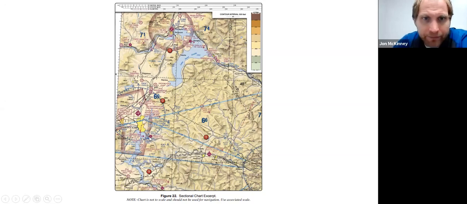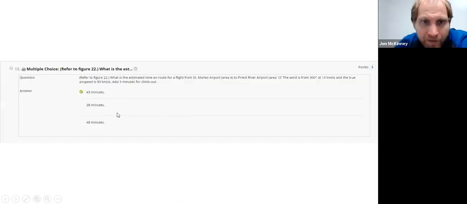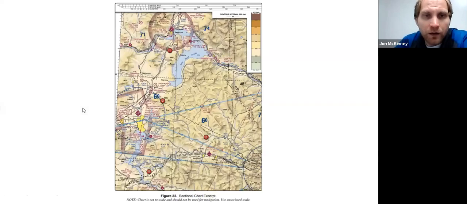This one. What is the estimated time en route for a flight from St. Marie's Airport, Area 4, to Priest River, Area 1? And we got the wind. We know our true airspeed. We have to add 3 minutes for climb out. Okay, great. So what I'm going to start off by telling you is a lot of the same information that I posted in that same video, but we got you here with us today.